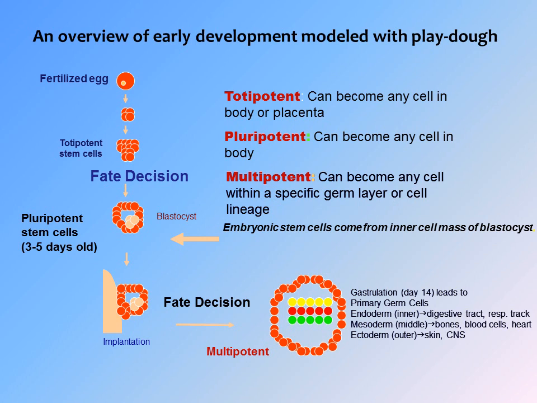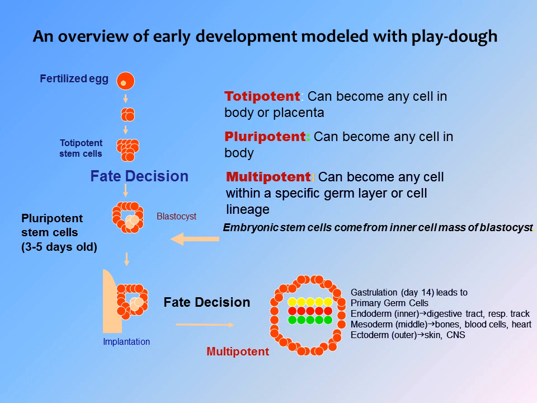The inner cell mass of the blastula contributes to the formation of the embryonic stem cells. They are pluripotent. They can also become any cell in the body. Later, when it gets implanted in the uterus, it becomes multipotent because gastrulation begins there on day 14, and it leads to the formation of the primary germ layers.